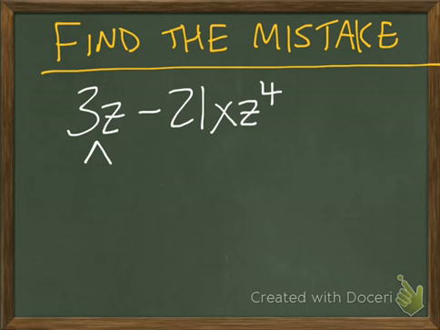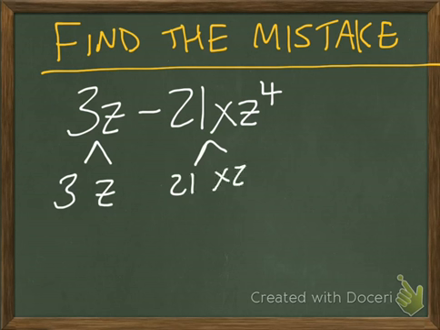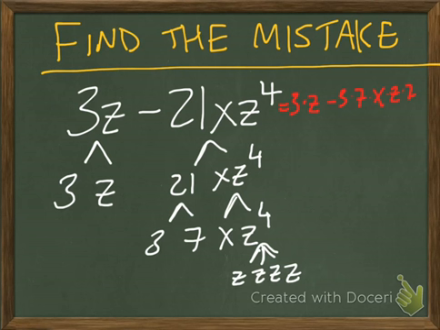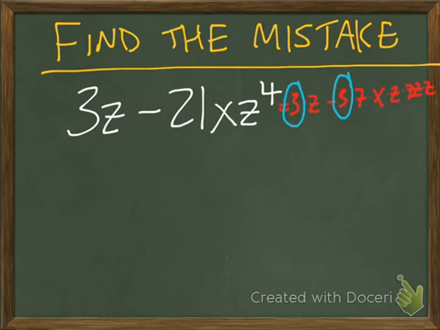So here's what's going on. We want to break down 3z into 3 times z, and we're breaking 21xz to the fourth as 21 times xz to the fourth. 21 further gets broken down into 3 times 7. xz to the fourth gets broken down into x, and then we have 4 z's. So our prime factorization is going to be 3 times z minus 3 times 7 times x times z times z times z times z. Okay, we're ready to find what's common.